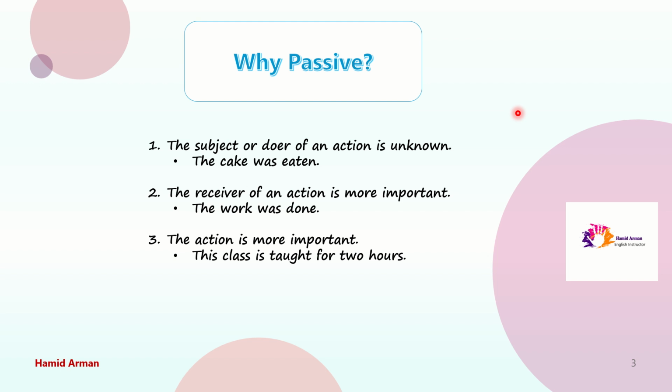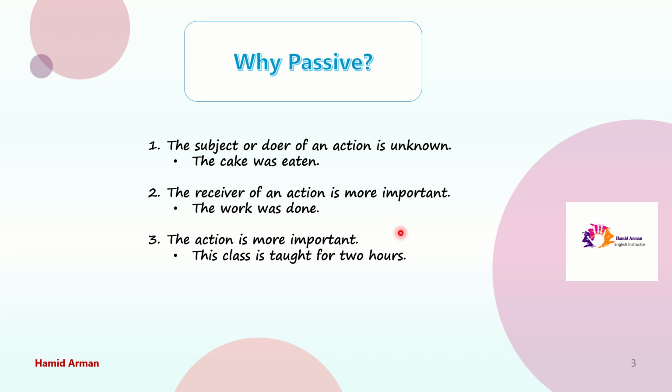The second reason, the receiver of an action is more important. When the receiver of an action is more important, we bring that to the beginning of the sentence to emphasize the receiver of an action. The work was done. By whom? We don't know. But what is important? The work was done.